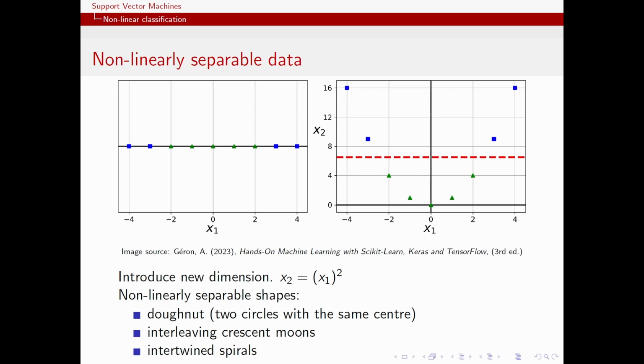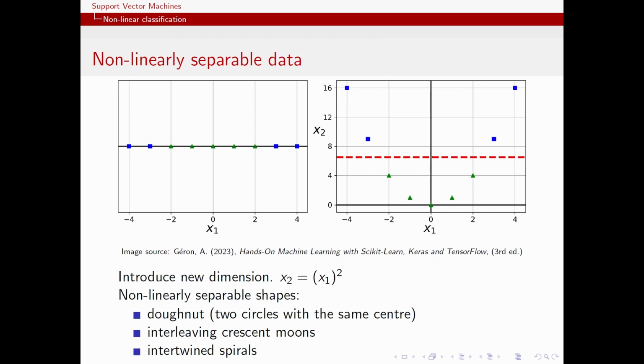If you look on the right side, what we did to the data was that we introduced a new dimension. And in this case, for this very simple example, the new dimension x2 is simply x1 squared. I hope you can clearly see the shape of the function. And for this simple example, it solved our problem. So all the green triangles are now on one side, and we can draw a hyperplane between them to clearly separate these two instances from each other.